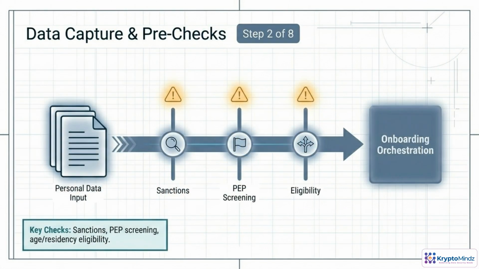Once the customer enters their personal data, the bank immediately uses it for automated pre-checks. That information is screened against sanctions and PEP lists to spot higher-risk customers early. In parallel, basic eligibility is evaluated: age, residency, permitted products, and simple rule-based risk filters. These checks don't yet prove identity, but they remove obviously non-compliant cases and route others into different onboarding paths that the orchestration layer will handle later.